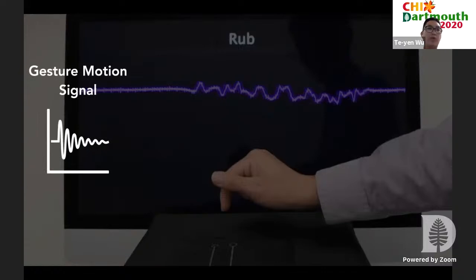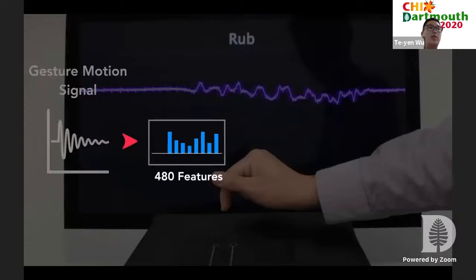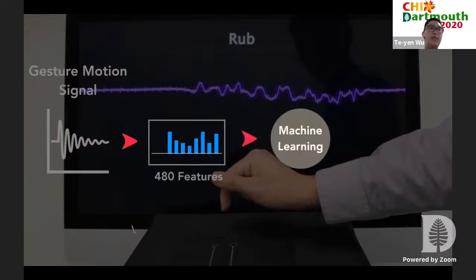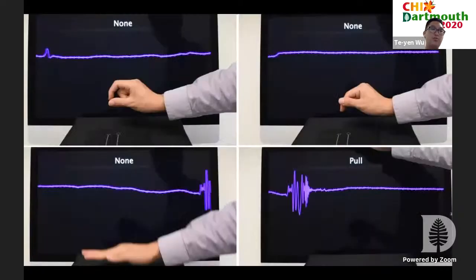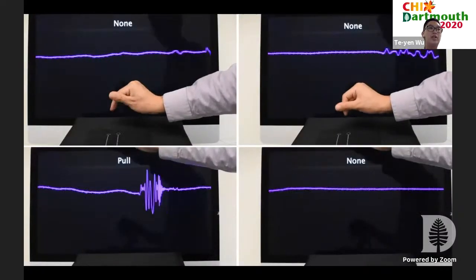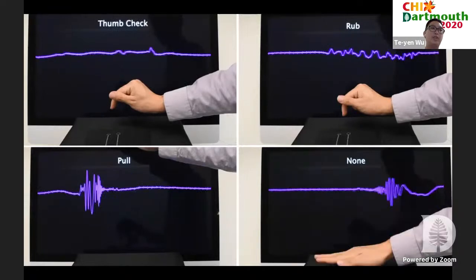When a gesture is performed above, the sensor reports the motion signal of the gesture. Then we extract 480 features based on our observation and initial test. The features span the frequency and time domains. After the feature vector is packed, we feed it into the random forest model, and then we use the output as our prediction result. So to revisit, here is the video I showed earlier in the presentation.